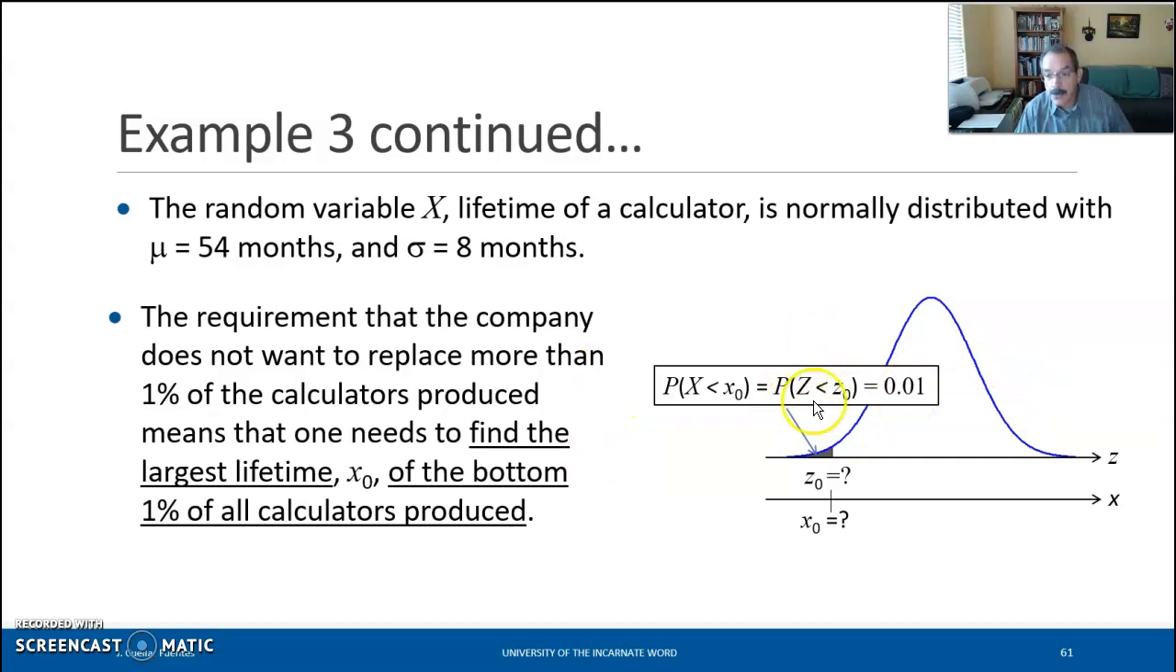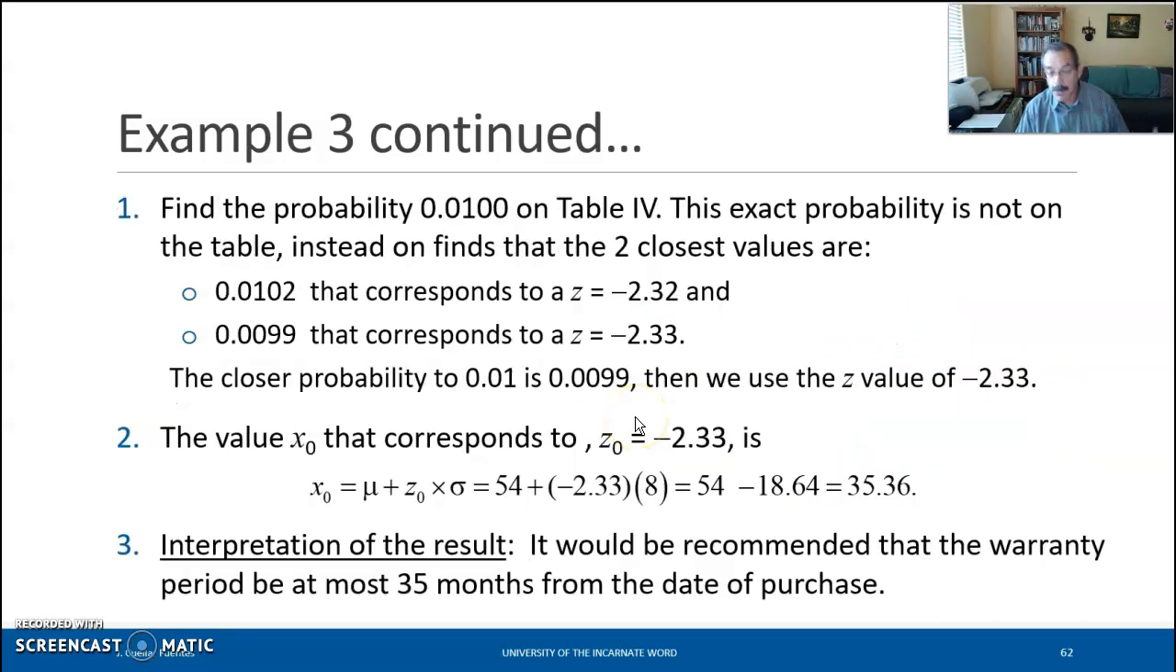All right, so now here's how we found the probability that we need. We follow our three-step procedure. Once you have the probability, you go on table 4 and you look for the probability of 0.0100. As in the previous example, you don't find it. What you find as the closest values is 0.0102, which corresponds to a z-value of minus 2.32, and 0.0099, which corresponds to a z-value of minus 2.33.